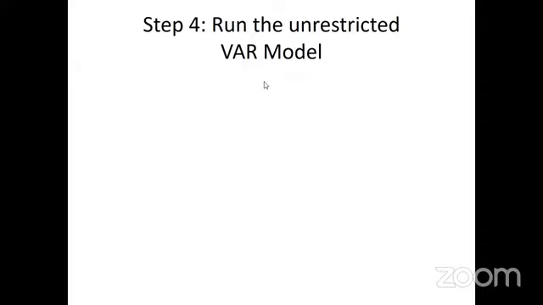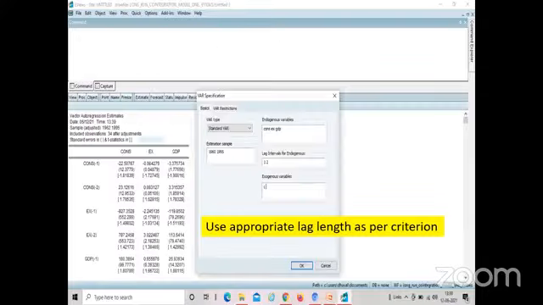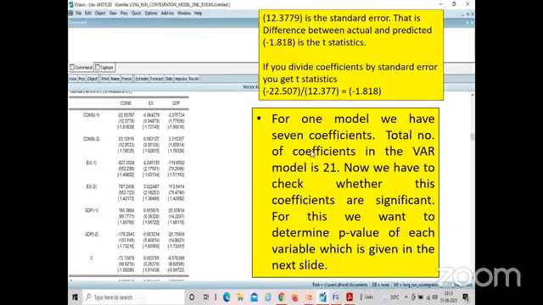Now, after estimating the lag, again I go back, and this time I specify 2 lags. You use appropriate lag length criteria here. And now again I will run it and click OK. Got it? Are you here, all of you? Say yes or no.